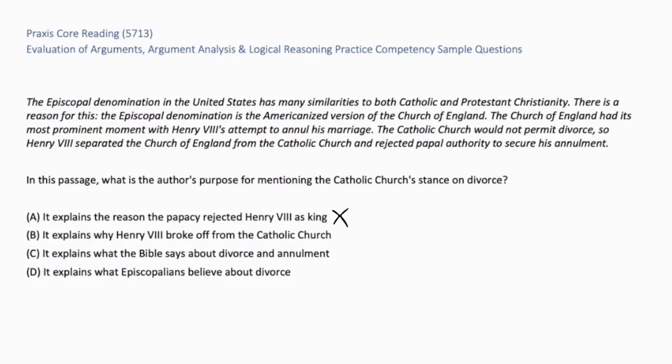A is incorrect because the Pope didn't reject Henry as king. He just refused to grant the annulment. C is incorrect because the passage doesn't discuss what the Bible says. It focuses on church history, not scripture. D is incorrect because it doesn't mention Episcopalian beliefs about divorce. It's about how the Church of England began. The correct answer is B. After the Catholic Church refused to grant Henry VIII an annulment, he broke away from the Catholic Church.